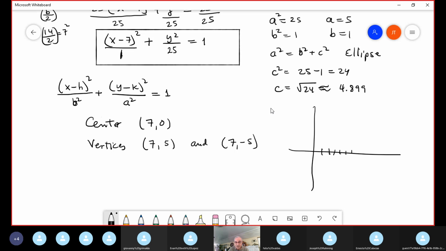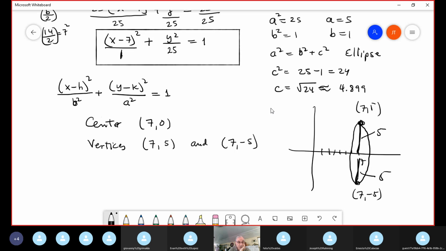1, 2, 3, 4, 5, 6, 7. This is 7. Our ellipse looks like that. And this distance is 5. This distance is 5. Now that point, the vertex, is (7, 5), and this point is the other vertex, (7, negative 5).